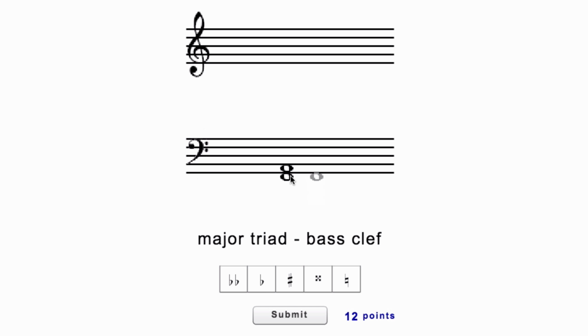Major triad, F, A. We know triads based upon C, F, and G with the same accidental are major. So F, A, C, bass clef, remember, right?